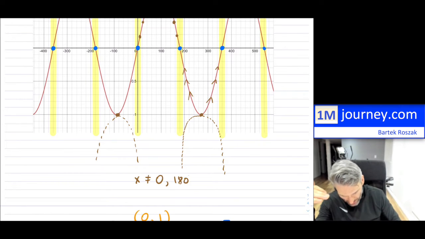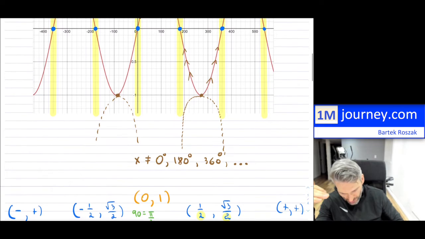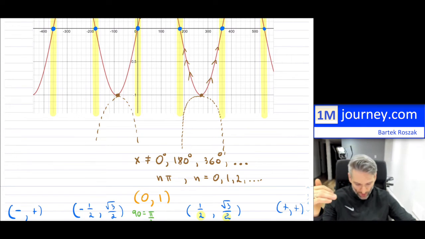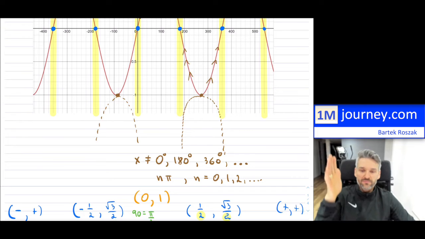It cannot be 180 degrees, right? It cannot be 360 degrees, okay, and so on. Now, if you're doing it in radians, if you want to formally define it, it would be n pi, for n equal to a whole number: 0, 1, 2, and so on. For all of those values, it's undefined, but for everything else, it's fine.